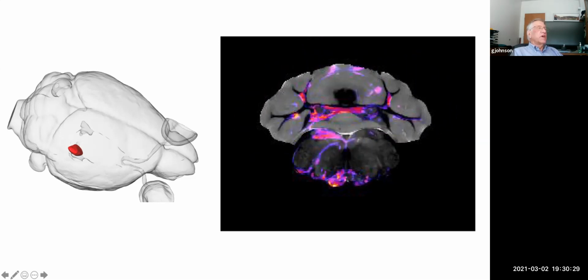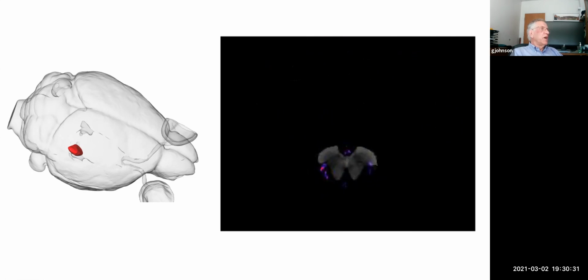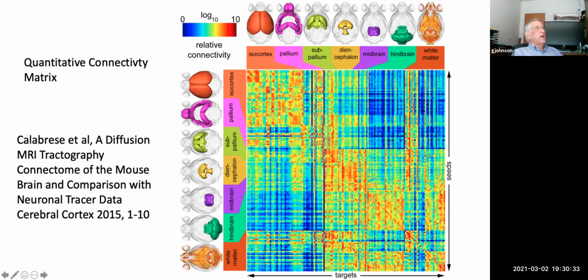If one does this throughout all 320 volumes, you generate the Connectome. And this was work by one of my graduate students back in 2015. It was the first high resolution Connectome of the mouse, and it was validated against the standard, which is the retroviral tracers. And the Connectome, as I suggested earlier, is all of the regions of the brain along the y-axis, and then all of the regions of the brain along the x-axis.